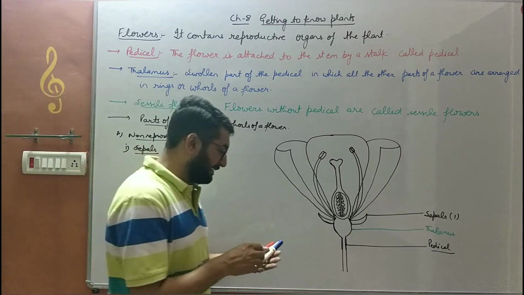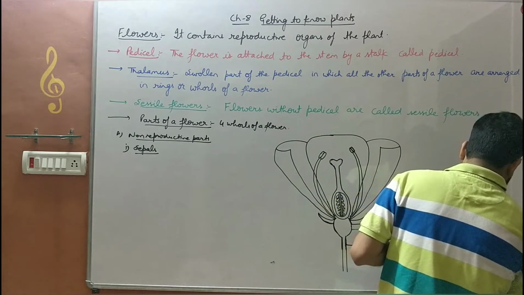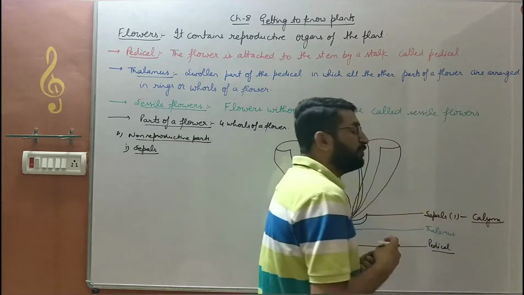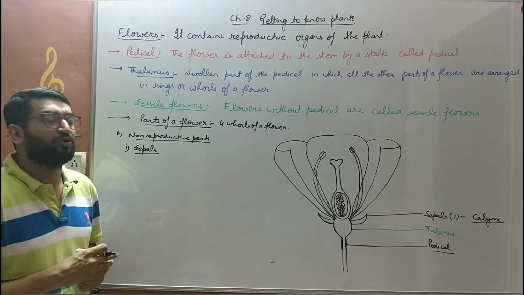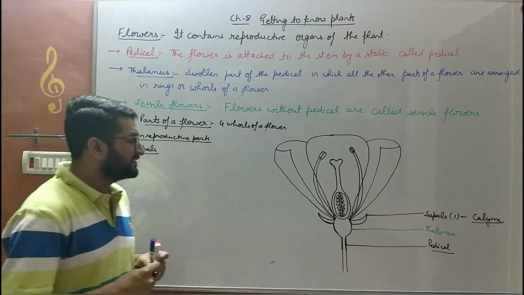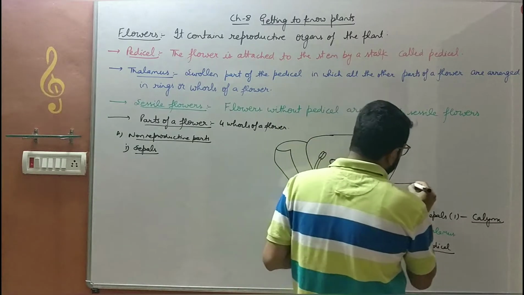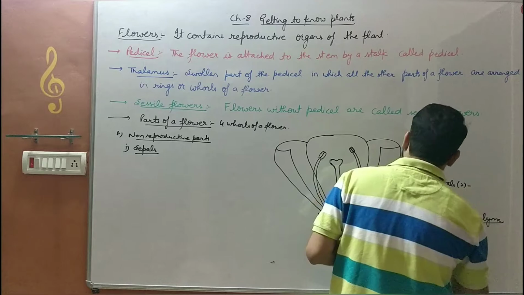The group of sepals is known as calyx. जो group of sepals है बच्चे उसे क्या बोलते हैं? Calyx बोलते हैं. The group of sepals of a flower is known as calyx. Next, second part is petals.